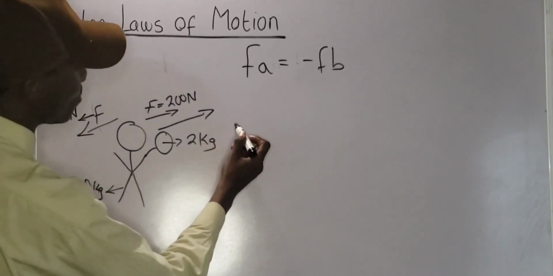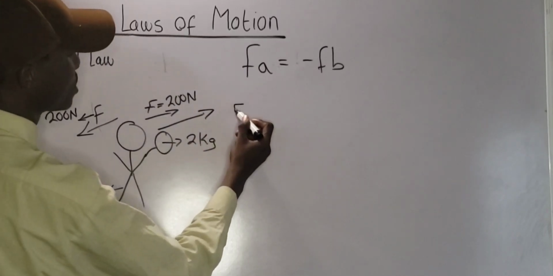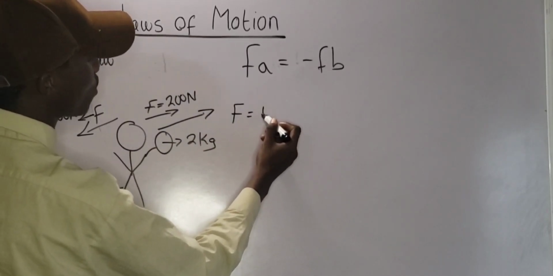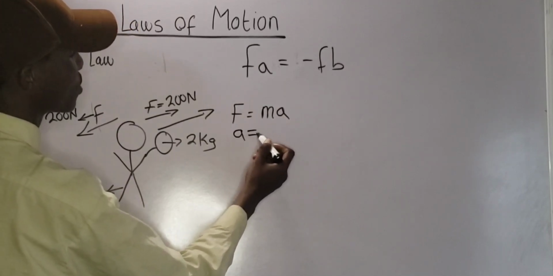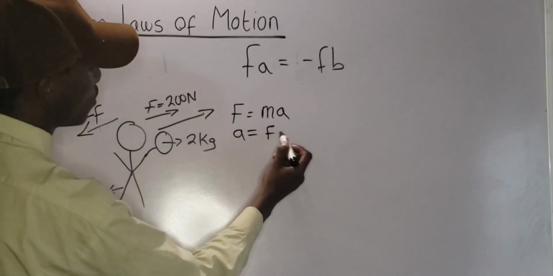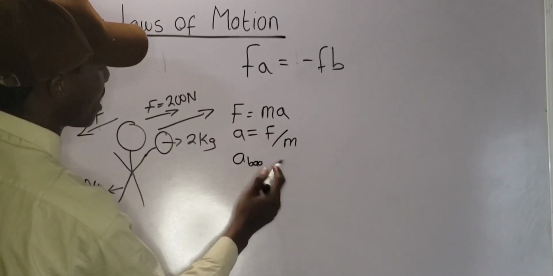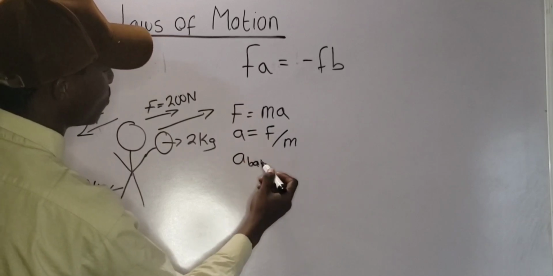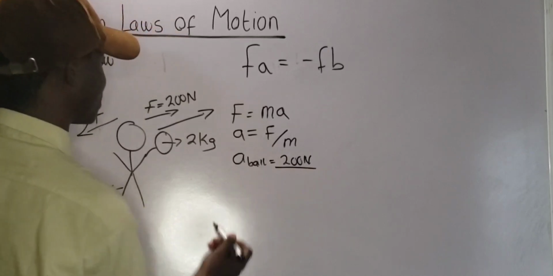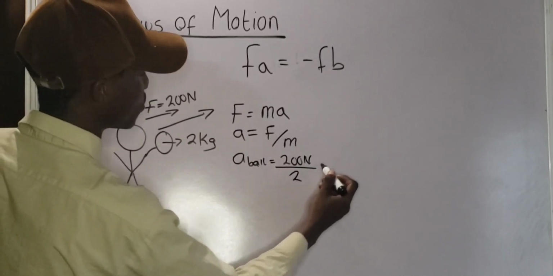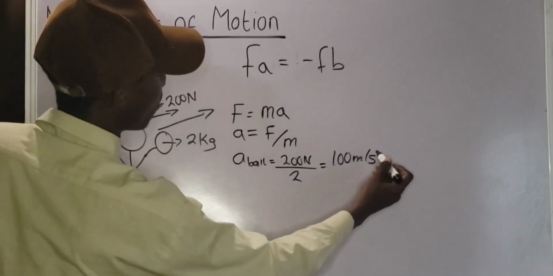The acceleration of the ball can be calculated from Newton's second law of motion. According to Newton's second law of motion, the force is equal to what? The product of mass and acceleration. So make acceleration the subject of the relation. We're going to have force over mass. So the acceleration of the ball will be equal to force, which is 200 Newton, all over mass. What is the mass of the ball? The mass is 2. So the acceleration is 100 meter per second squared.